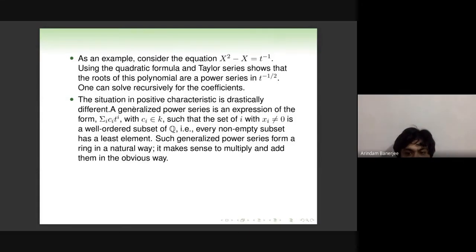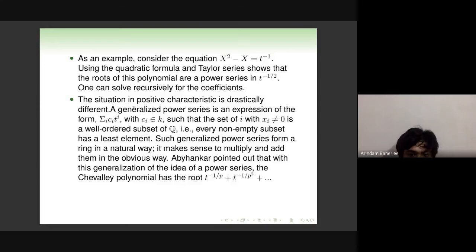Such generalized power series form a ring in a natural way, just like usual power series. It makes sense to multiply and add them in the obvious way. Abhyankar pointed out that with this generalization of the idea of power series, the Chevalley polynomial has a root: t to the power minus 1 over p, t to the power minus 1 over p minus 1 over p squared, and so on.